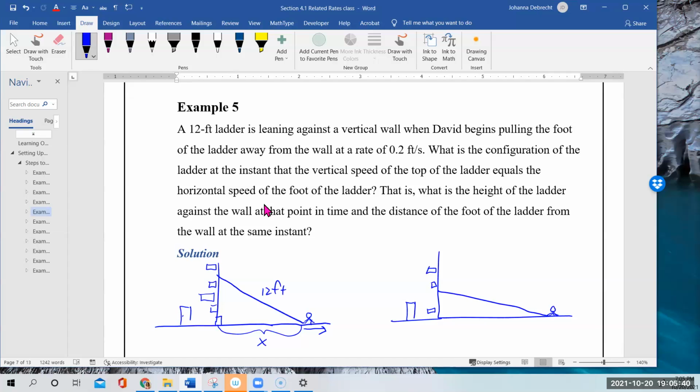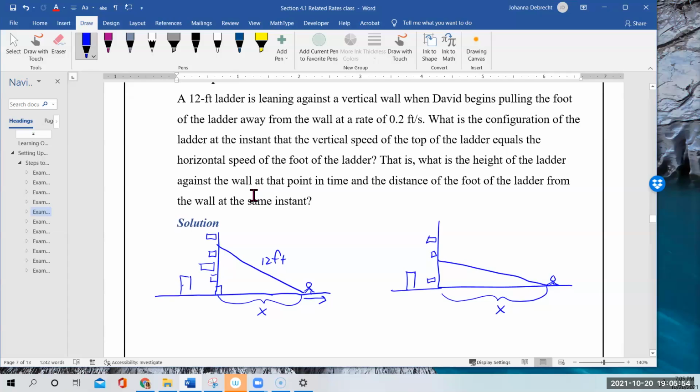Now we can see that this distance right here, which is X, is longer. Since it is longer, that means that it's increasing. And since it's increasing, I can write that as a positive rate of change. dx/dt is equal to a positive 0.2 feet per second. Now that's not the only thing that's changing. Note that the top of the ladder is also changing, as in the height of the ladder, but it's decreasing and it's coming down the wall.